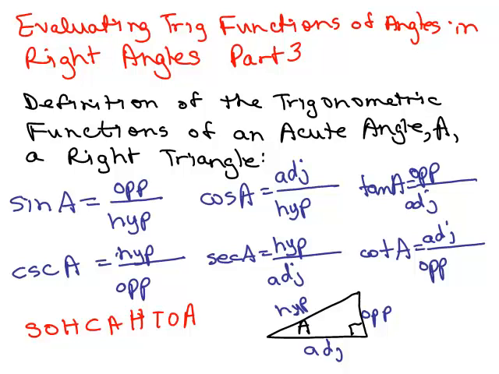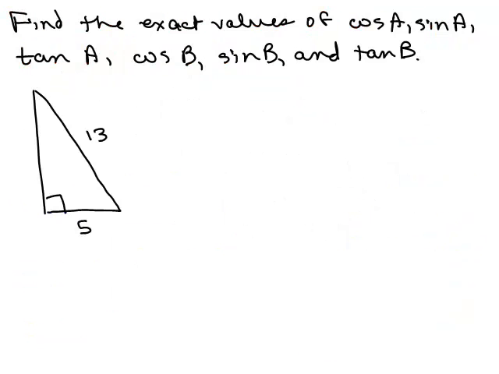This is part 3 of evaluating trig functions of angles in right triangles. In part 1, we learned the definitions, given this triangle down here, and then here's one way that some people remember it. SOHCAHTOA sounds like an American Indian word. SOH: sine is the same as opposite over hypotenuse, cosine is adjacent over hypotenuse, and tangent is opposite over adjacent. Whether you remember that or not is up to you, but you do have to know that the sine is opposite over hypotenuse, etc.